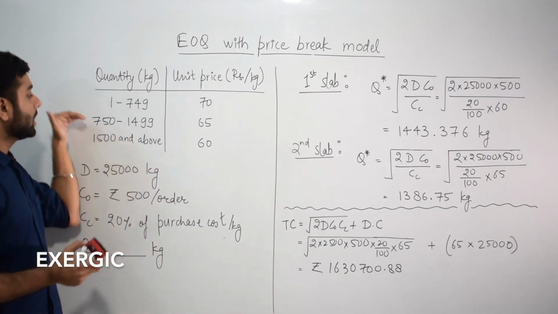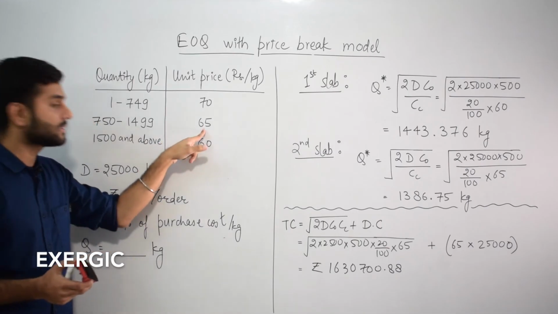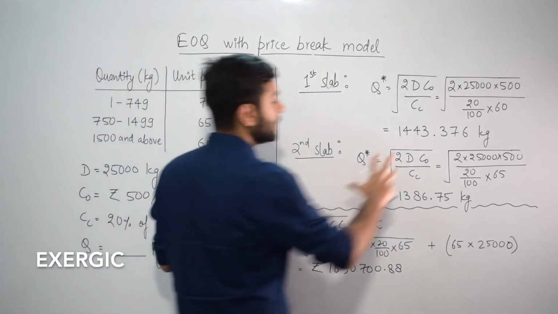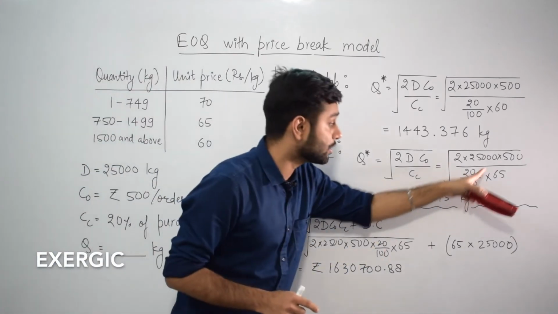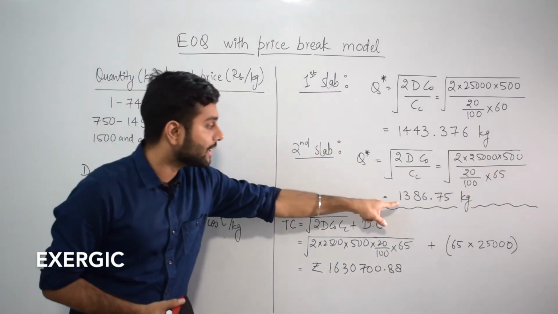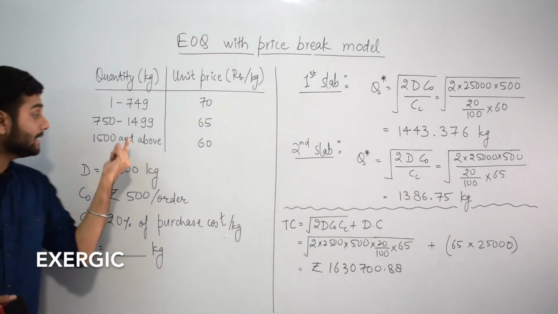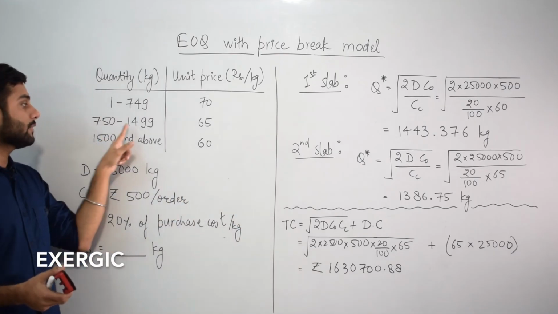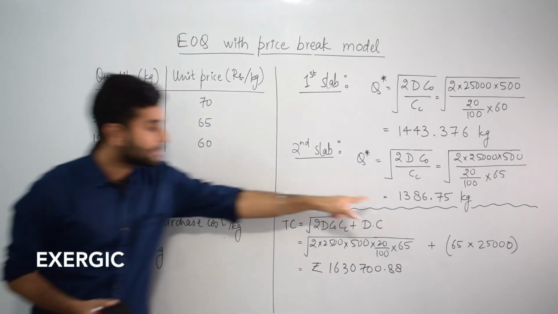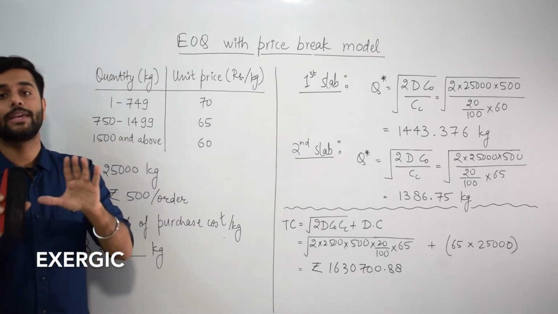Now let's move to the upper slab of 750 to 1499. For that, the purchase cost is 65. So in the EOQ formula, plug in the value of carrying cost, which is 20% of 65. Upon solving, you will get 1386.75 kg. Now look, in this range, the EOQ is lying. The range is from 750 to 1499. It is 1386 which is lying in the range. So we got the feasible EOQ.